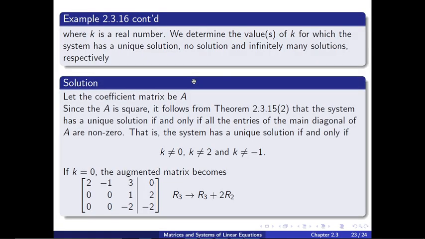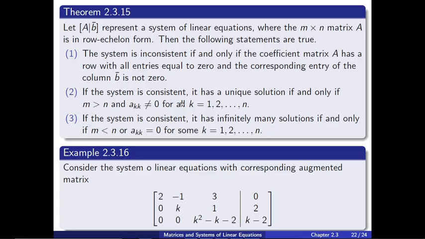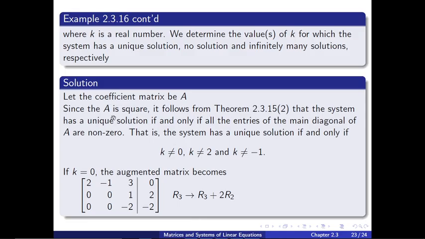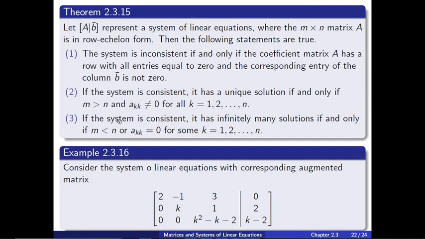So let the coefficient matrix be A. This part is what we are calling A. Since A is square, it follows from theorem 2.3.15 part 2 that the system has a unique solution if and only if all the entries of the main diagonal are non-zeros, right?